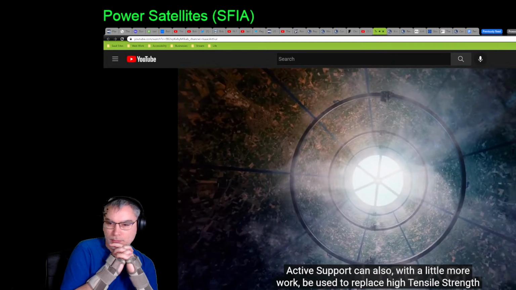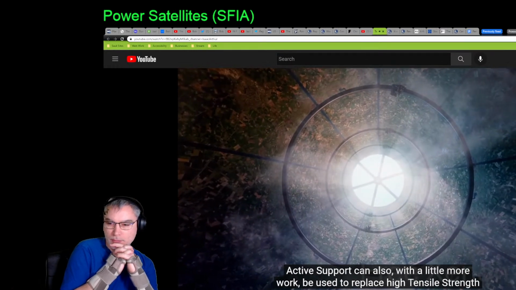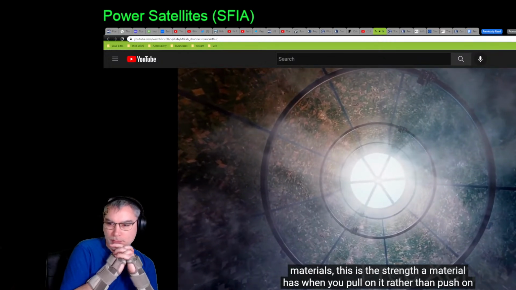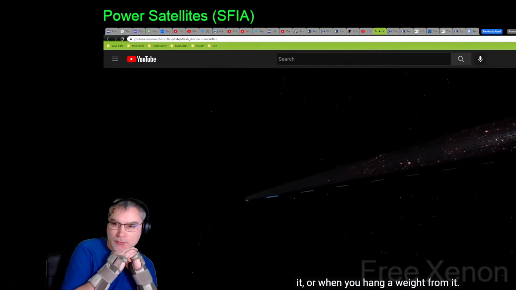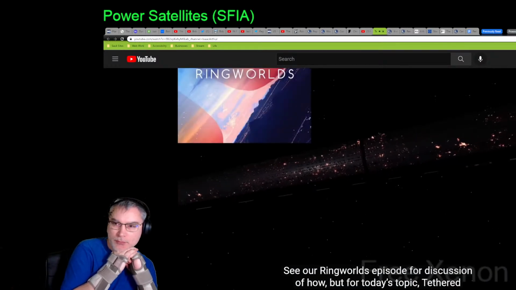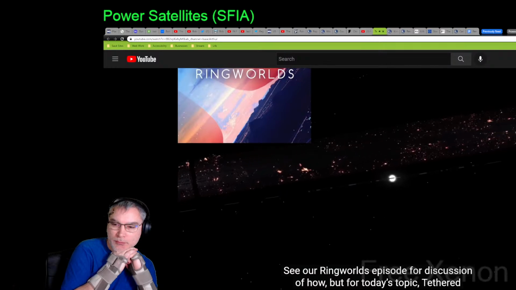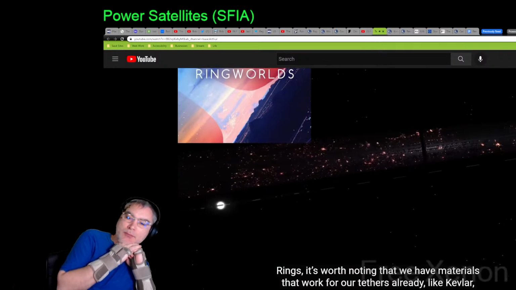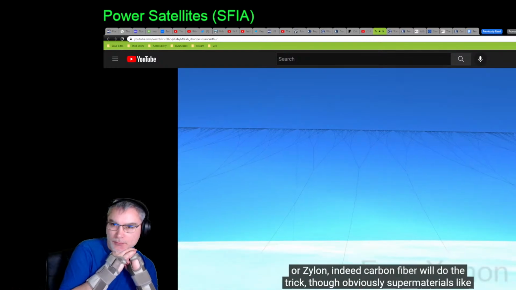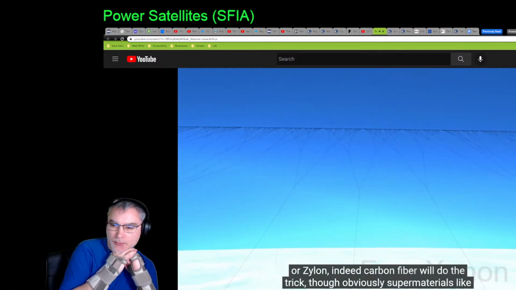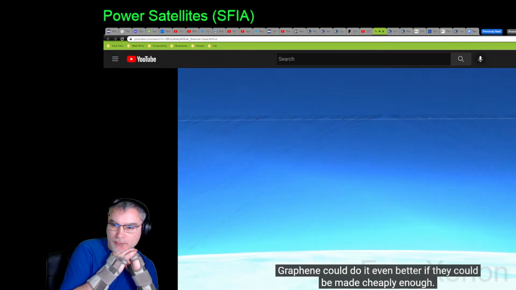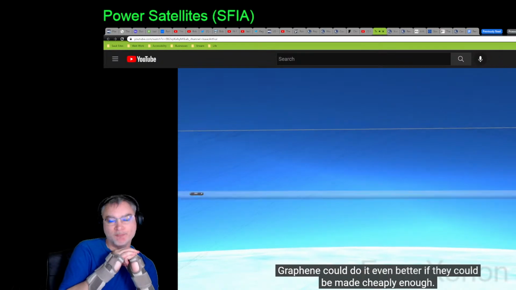Active support can also, with a little more work, be used to replace high tensile strength materials. This is the strength a material has when you pull on it rather than push on it, or when you hang a weight from it. See our ring wards episode for discussion of how, but for today's topic, tethered rings, it is worth noting we have materials that work for our tethers already, like Kevlar or Xylon. Indeed, carbon fiber will do the trick, though obviously super materials like graphene could do it even better if they could be made cheaply enough.